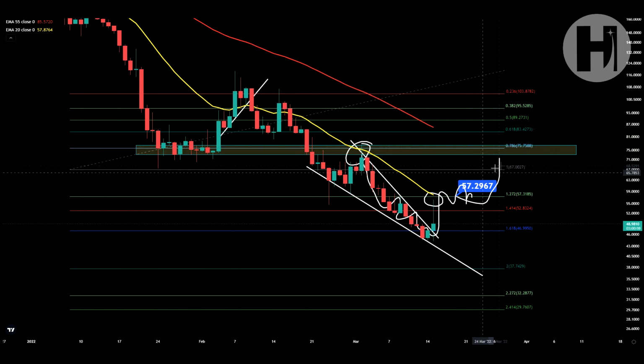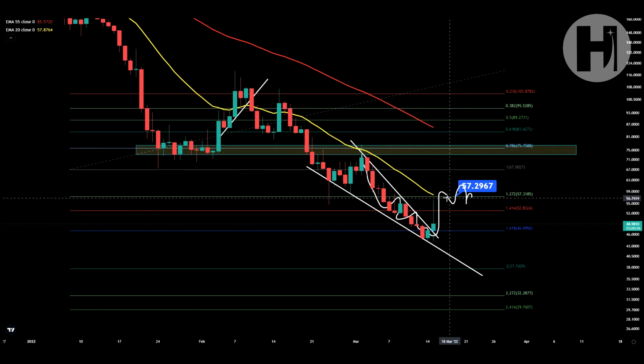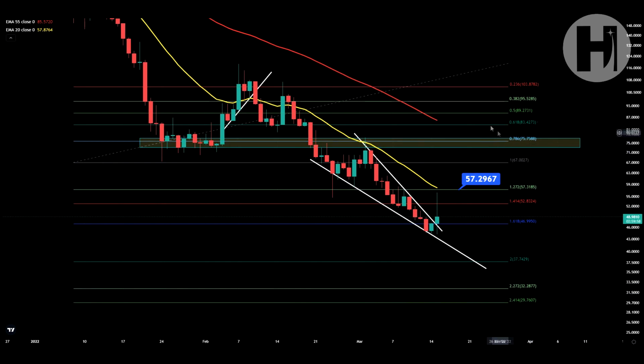But for now, what I would want to see is a break of the 20 EMA and a back test of support on that on the daily chart. So that's regarding the price action, what I'm expecting. Above that, you have the golden ratio here, which is another important resistance level at $83.50. That could be a nice exit point for you if you're looking to exit, obviously.